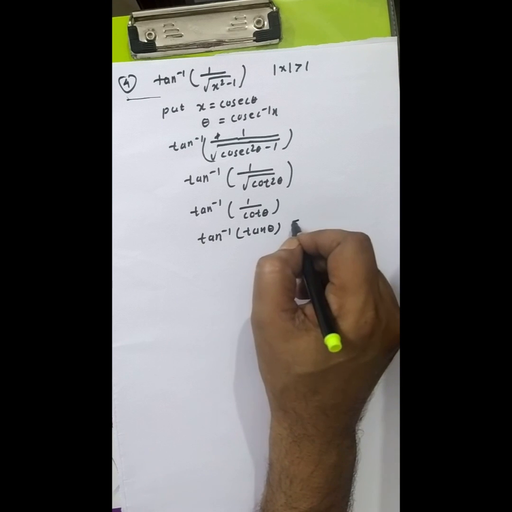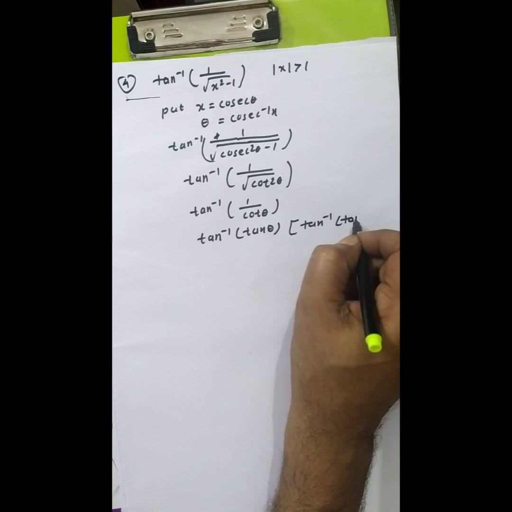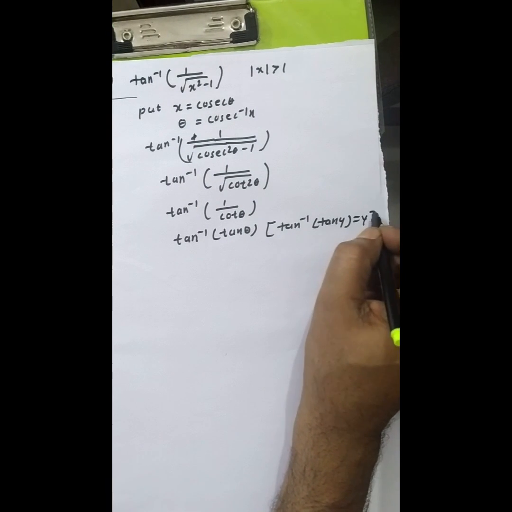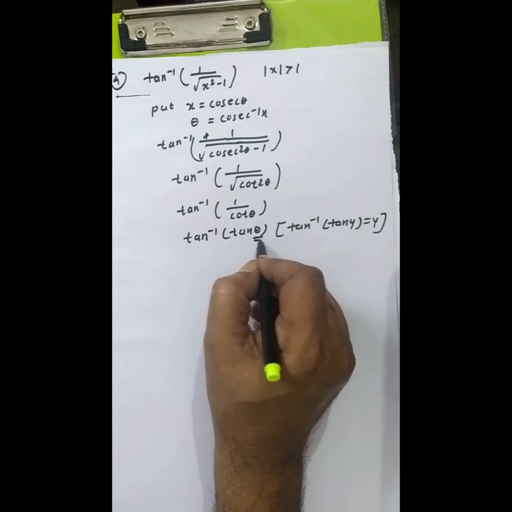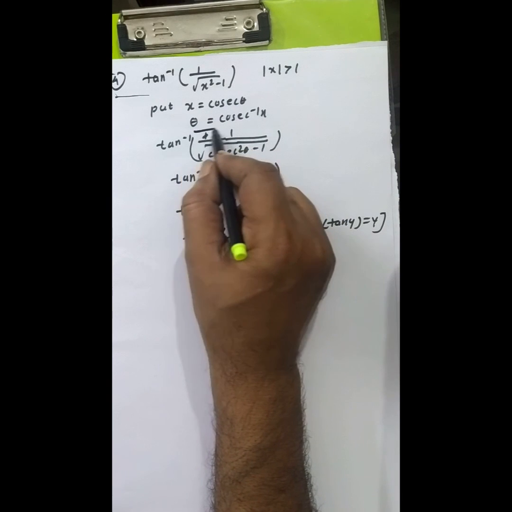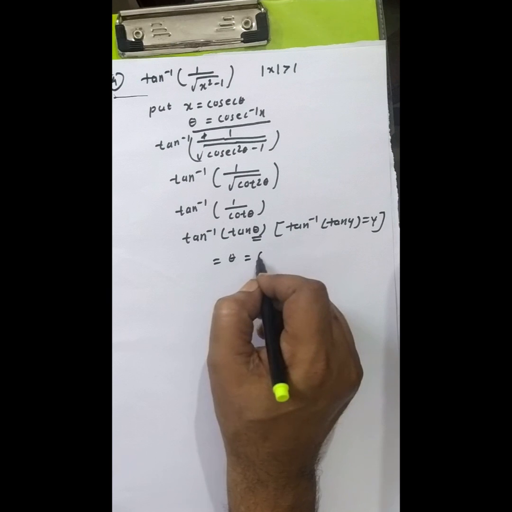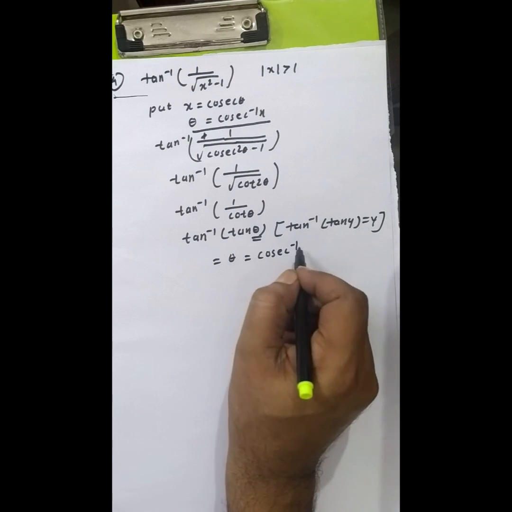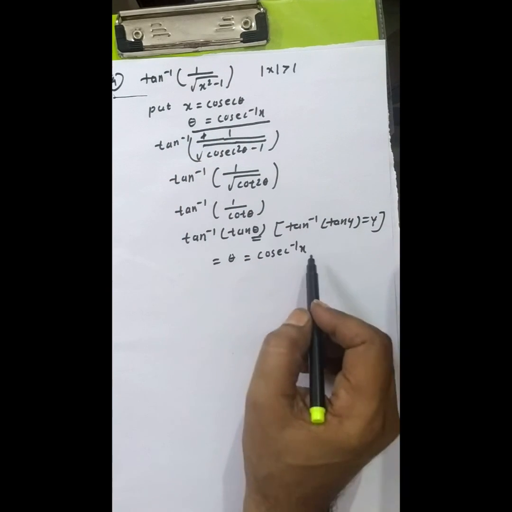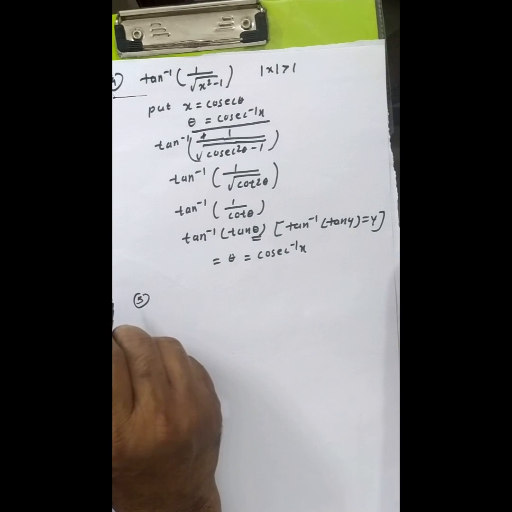Now again it is like tan inverse of tan y. What is tan inverse of tan y? Tan inverse of tan y is y. So instead of y it is theta here. So this will be theta. But what is theta? Theta is cosec inverse of x. So this will be equal to cosec inverse of x. Therefore tan inverse of 1 upon root x square minus 1 is cosec inverse of x. So next we will pass on to one more sum.